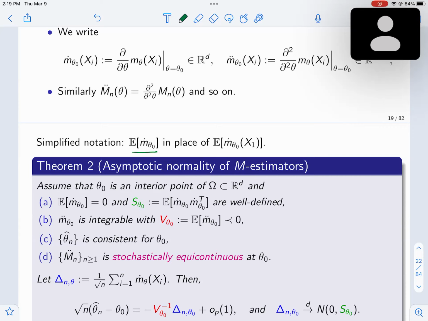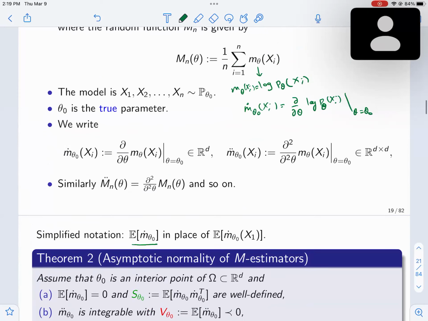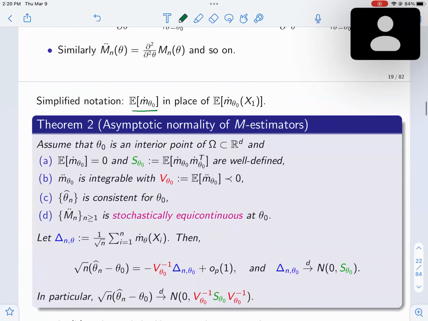So this you'd expect to hold for other reasonable M estimators. And then I have this quantity, which is now going to be the covariance matrix of m dot, because m dot theta naught is 0 mean. So this is really the covariance matrix, if you remember. So I'm calling it theta naught, and we're assuming these are well defined.